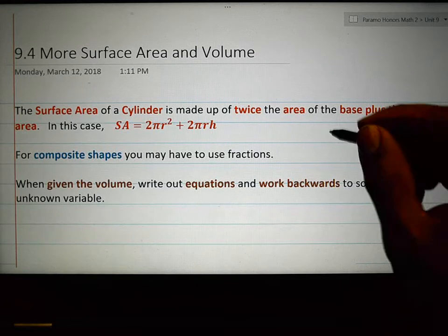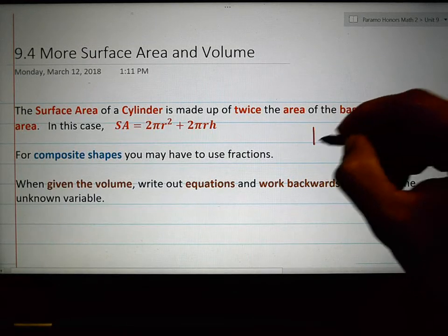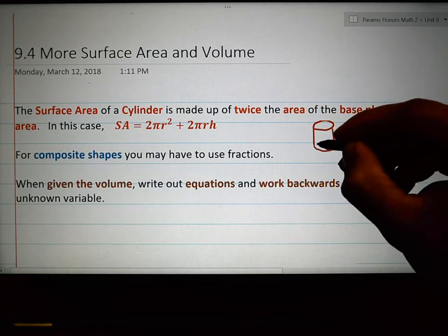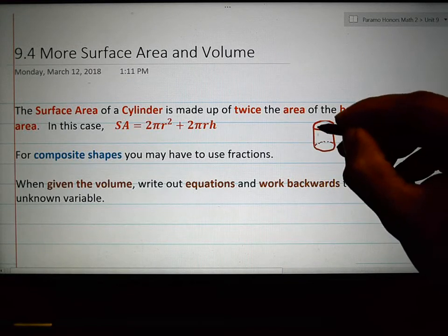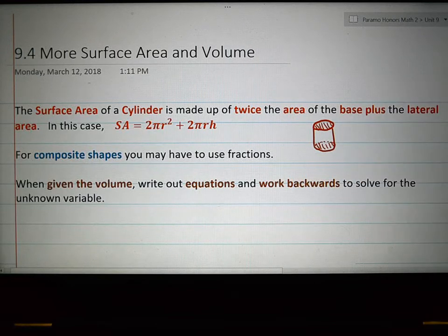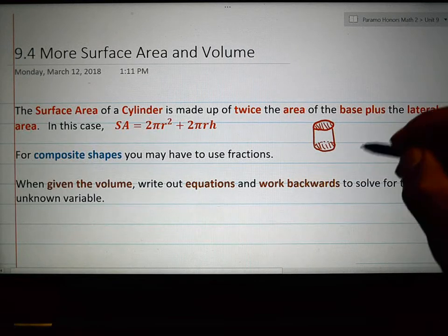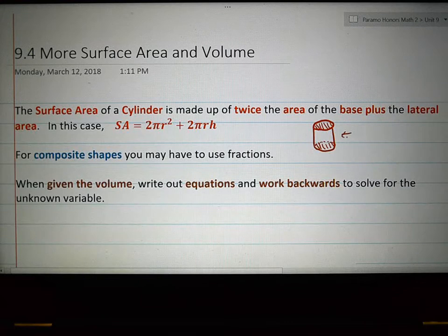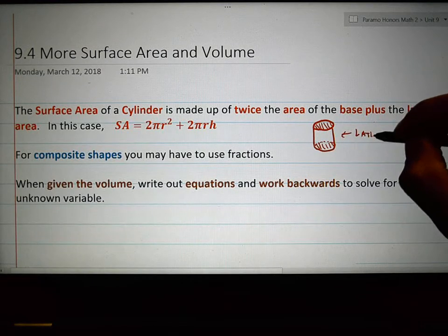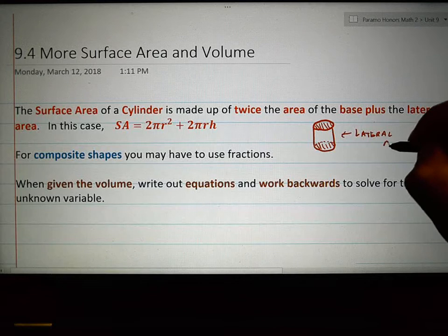When I think of a cylinder, the top and the bottom are the area of the bases. The white part, the sheeting around the coffee can, that is considered the lateral area. Lateral area, just so you know.